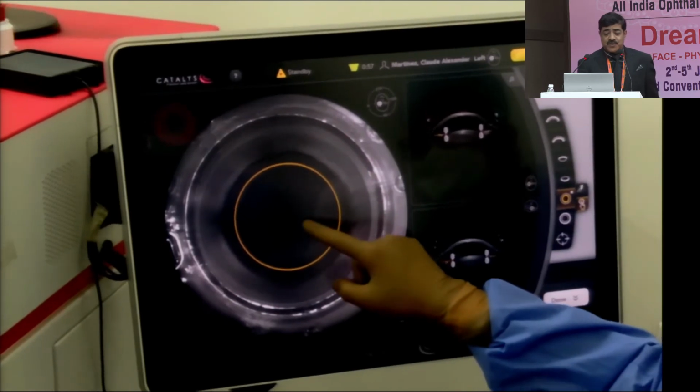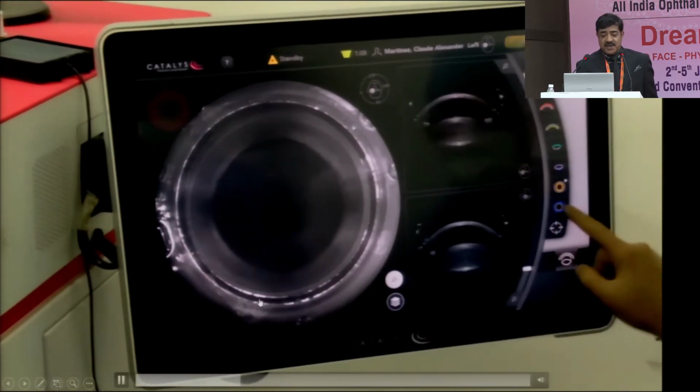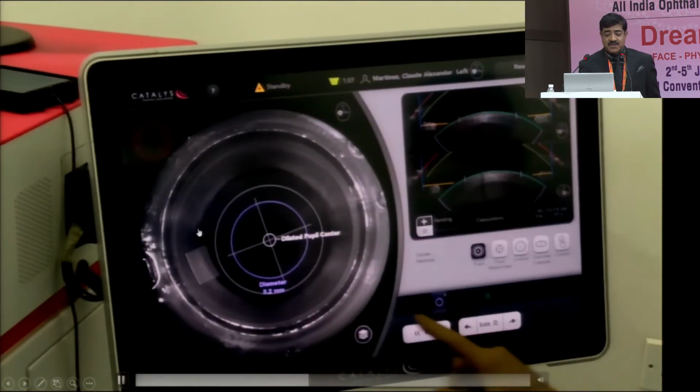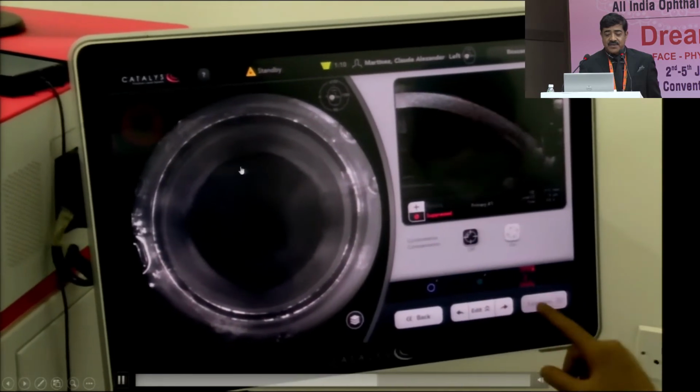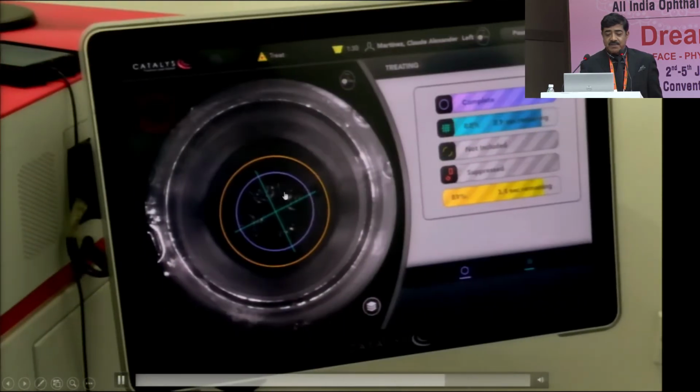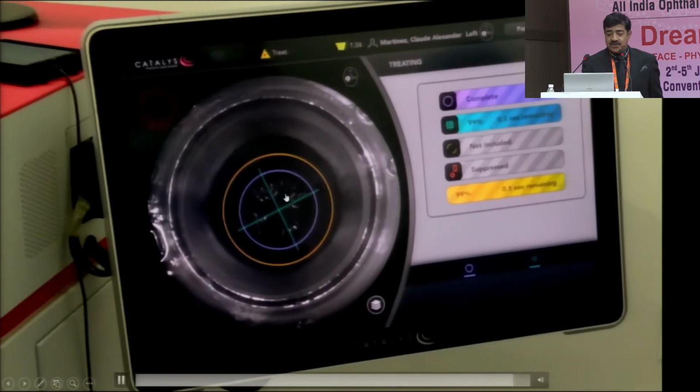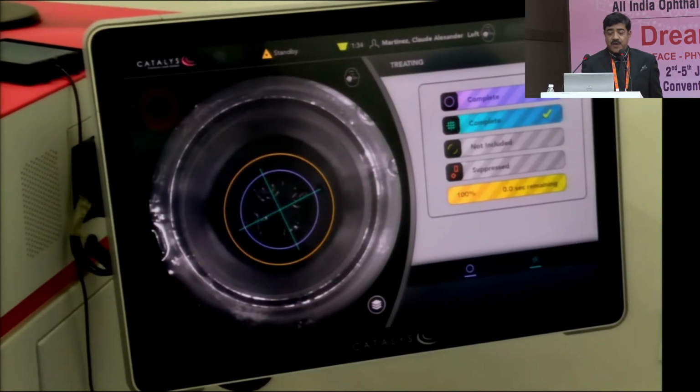So let's come to some videos. As you know, this is a Catalys, and you can see the subluxation there. So I'm fixing it here. I saw around 90-degree subluxation, and I've just gone and done the rhexis. So you have to bother about the tilt.